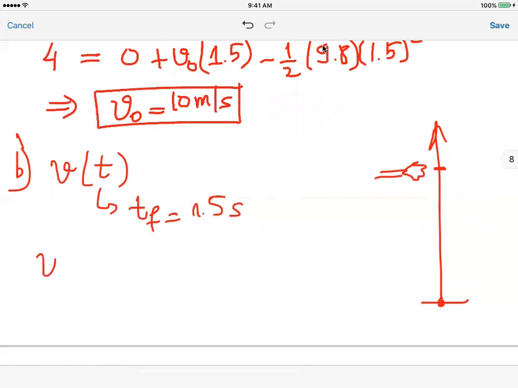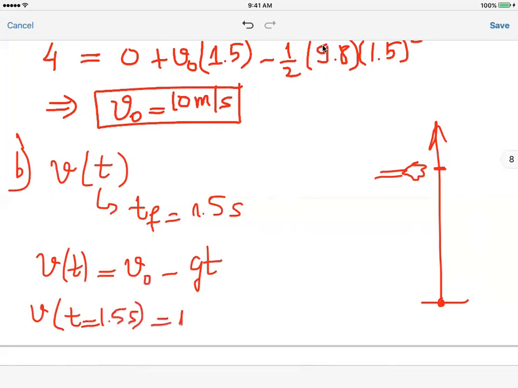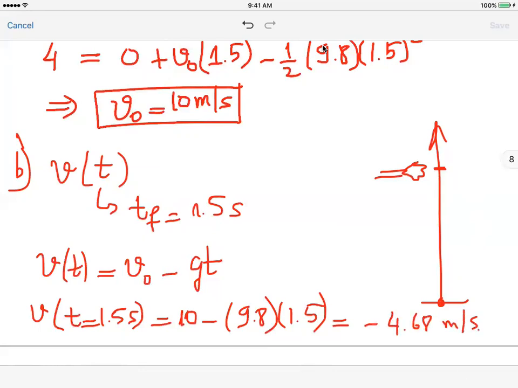What do we know about the velocity? We know that the velocity v is equal to v0 minus gt in the case of a particle in free fall, which is the case of our object. So the velocity v at time t equals 1.5 seconds is equal to 10 minus 9.8 multiplied by 1.5, and that gives the value of minus 4.68 meters per second.